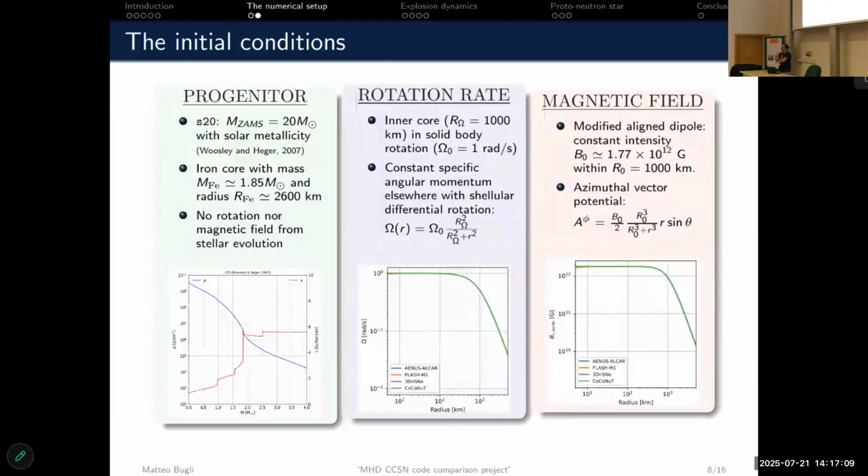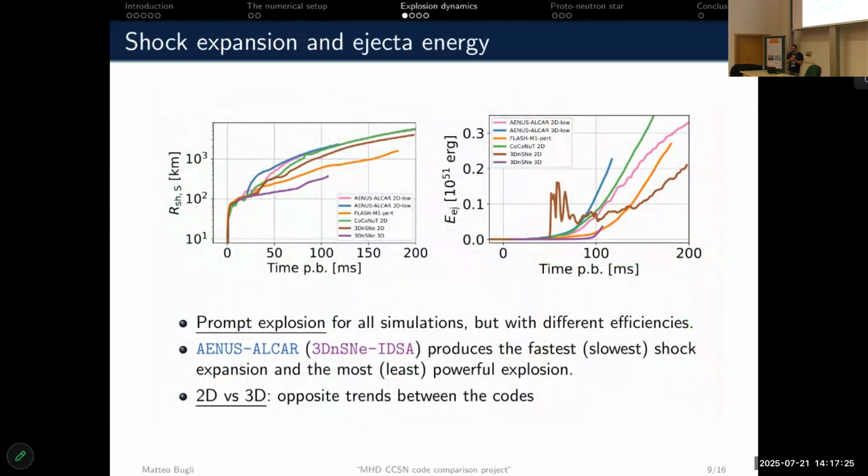On top of that, of course, a magnetic field. So once again, we have in the internal 1,000 kilometers a magnetic flux which is essentially constant, uniform, and then we have a dipolar-like decay. So we have essentially a modified dipole in the initial configuration. So here I'm showing the results for the shock propagation and the ejecta energy for different models.